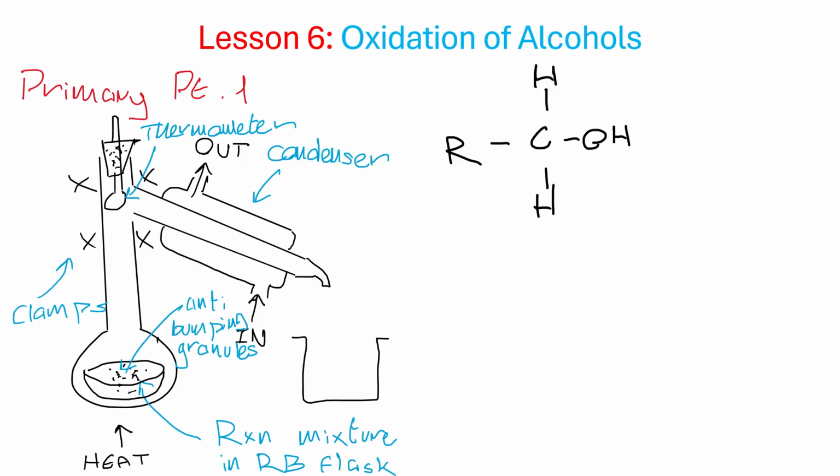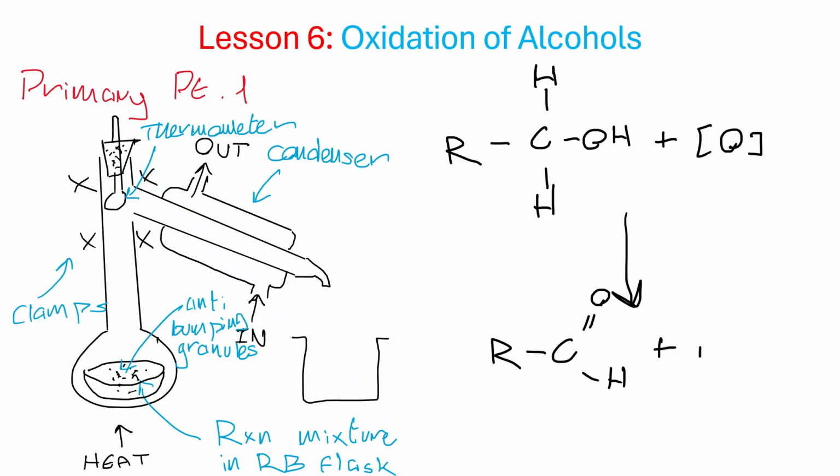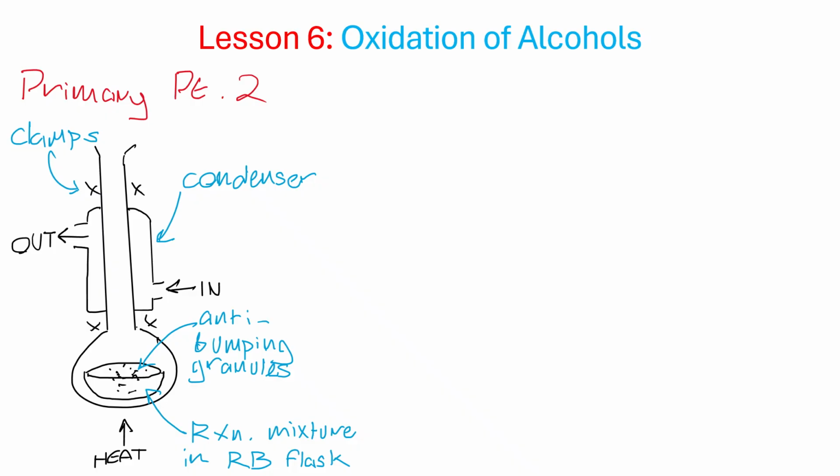The primary alcohol can be heated gently with the oxidizing mixture using a distillation apparatus to form an aldehyde and water. Aldehydes are a homologous series that have the functional group CHO and are drawn as so.